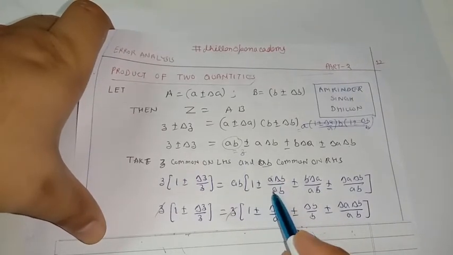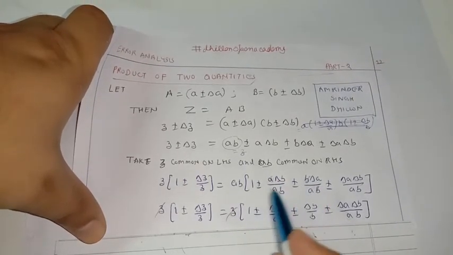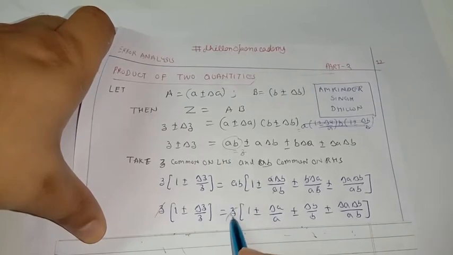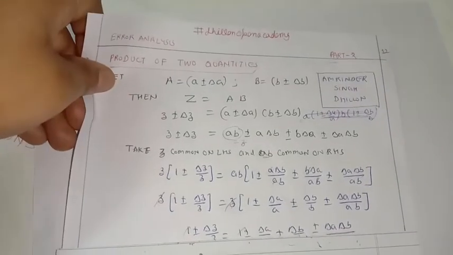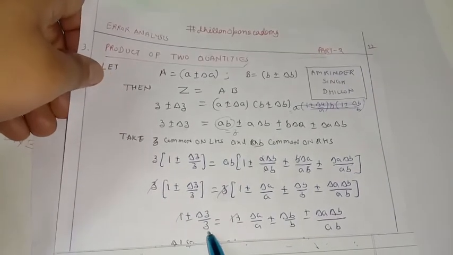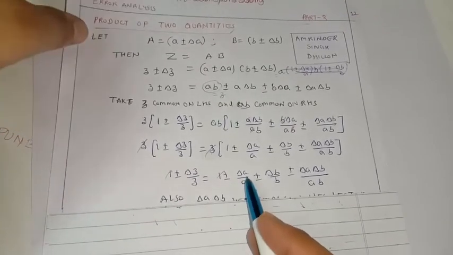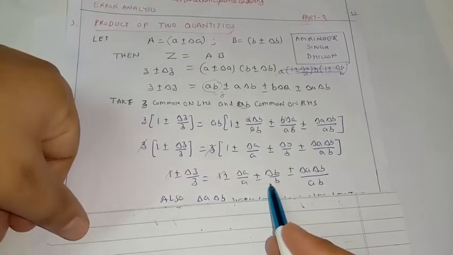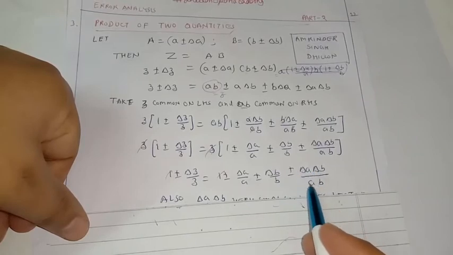A and A get cancelled, B and B get cancelled. This AB is nothing but z. So writing AB as z, z on both sides also get cancelled. So we get 1 plus minus delta z over z equal to 1 plus minus delta A over A plus minus delta B over B plus minus delta A delta B over AB.